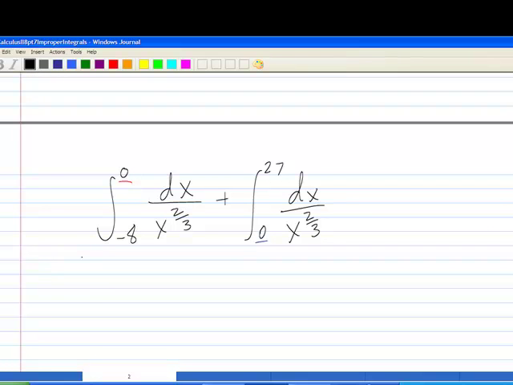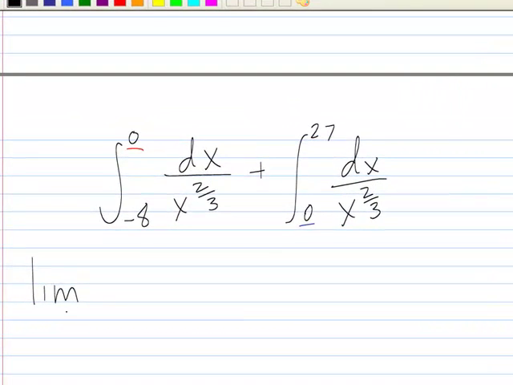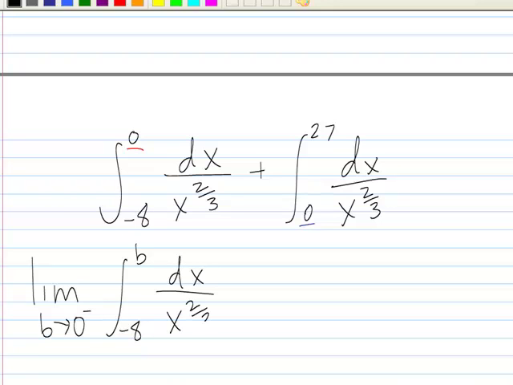So we're going to rewrite these as the limit of an integral. The first one is the limit as b goes to 0. It's going to have to approach from the left because it starts at -8. Integral of -8 to b dx over x to the 2/3, plus the limit as, let's use a different constant, c goes to 0 from the right, because our upper limit's 27. The integral of c to 27 dx over x to the 2/3.